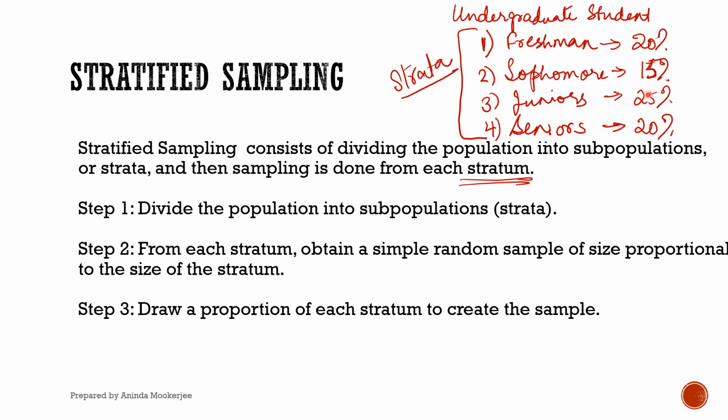So that way we get representation from all the different strata in our sample, right? On a percentage basis, none of the groups are left out from the sample. They have equal representation. All right, so we use the proportion method or percentage method to pull a certain number of students into our sample. That's how stratified sampling works.